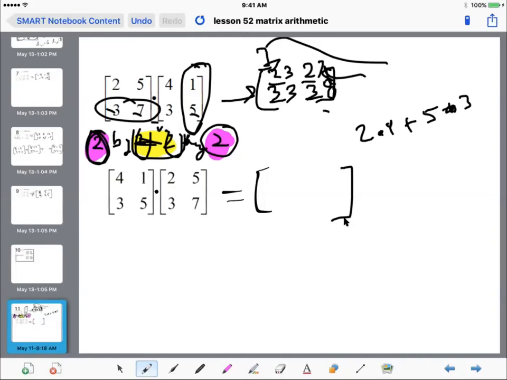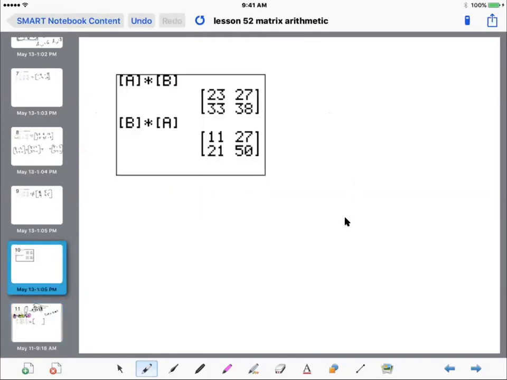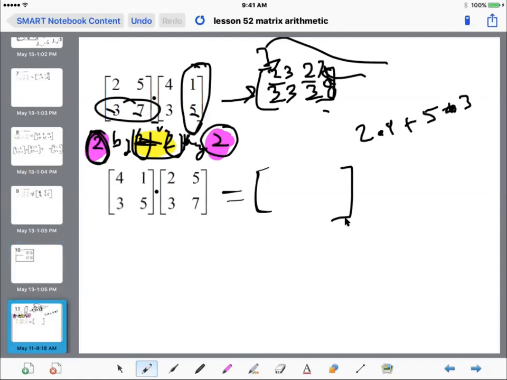Someone want to type in what they get for the 4 numbers in this one? Okay, I see 11, 27, 21, 50, which is correct. And you could pick any of the random elements that you want. There's no special order you have to do it. And if you wanted to start with row 1, column 2, you would just take row 1 and combine it with the numbers from column 2.